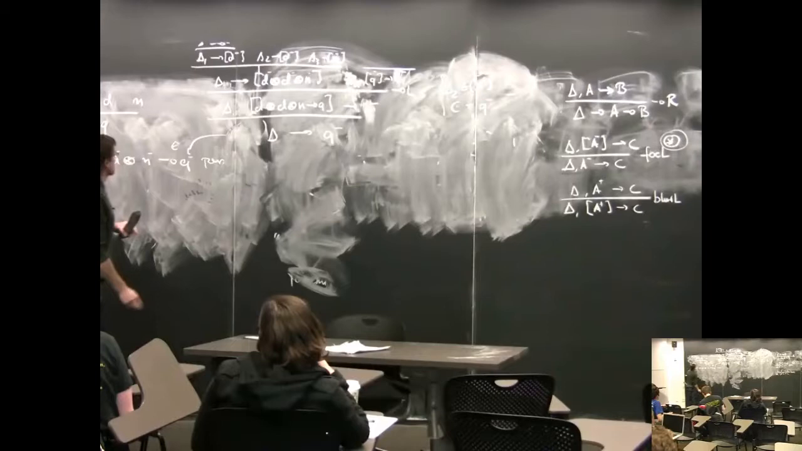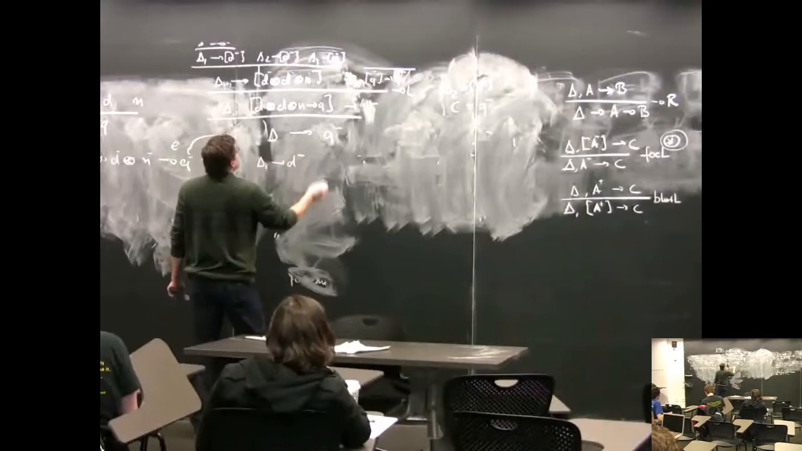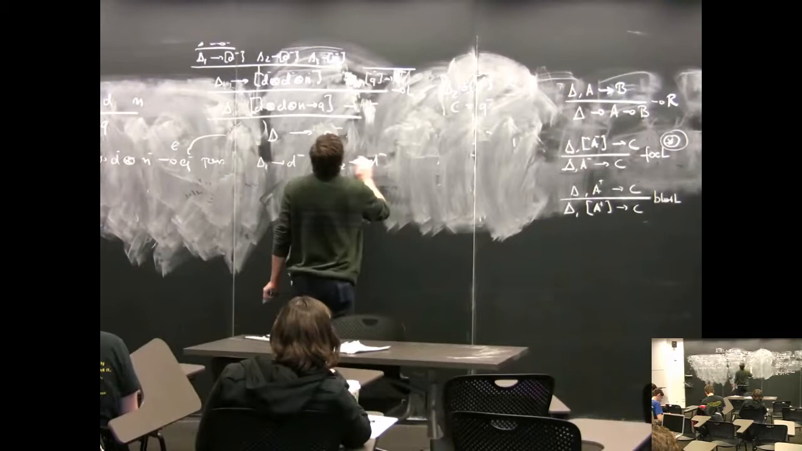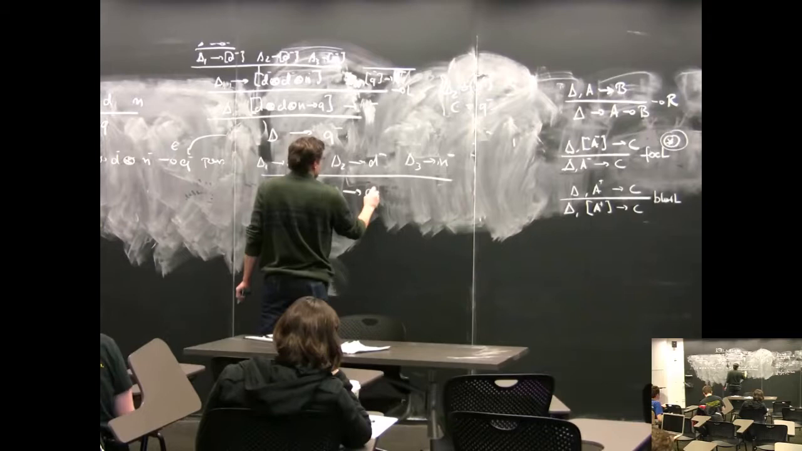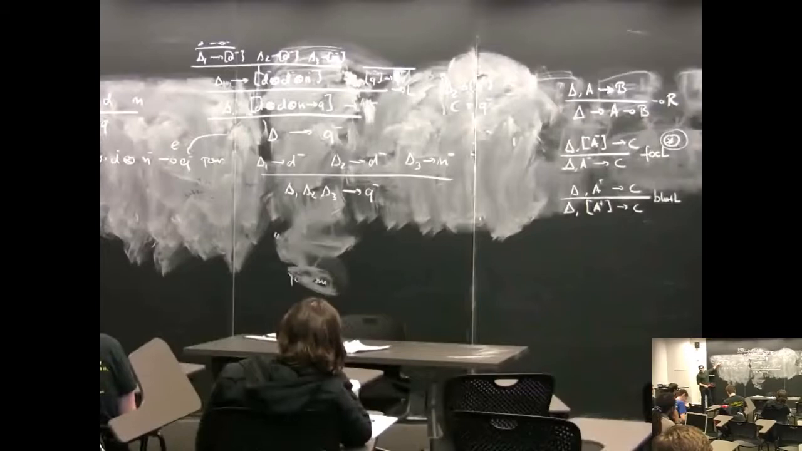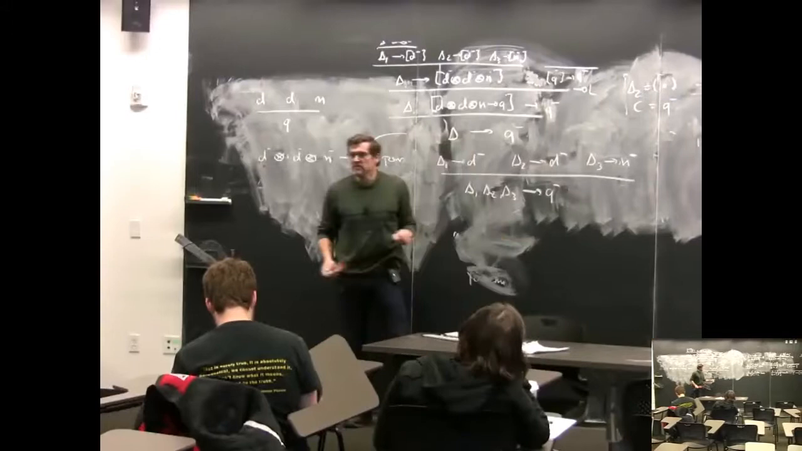If I want to summarize this rule, now it looks like this. If from delta 1 I can prove D minus, from delta 2 I can prove D minus, and from delta 3 I can prove N minus, then putting delta 1, delta 2, and delta 3 together, I can prove Q minus. That's exactly what this rule said, except we weren't explicit about it. So if you have a D minus and an N minus, then you can get a Q. By focusing on the formula that represents the rule, you can recover the rule.